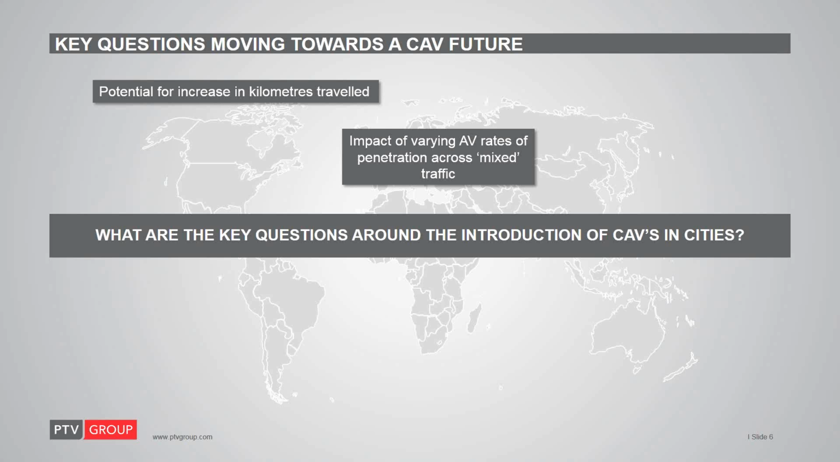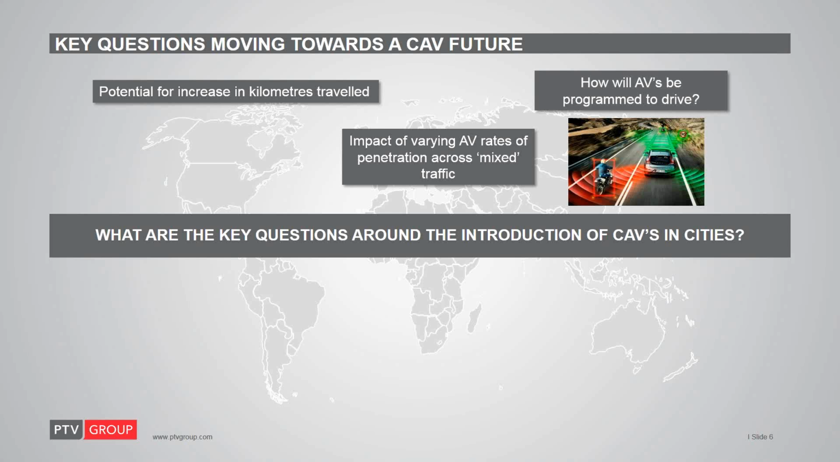So a key point, and something that we will demonstrate again in today's webinar, is really how we can use existing software to model what the impact of the introduction of varying penetration rates of autonomous vehicles can be. So if we introduce 10%, 20%, 30% of autonomous vehicles and mix those with conventional vehicles, what's the impact on our road network? What's the optimum penetration rate for these technologies?